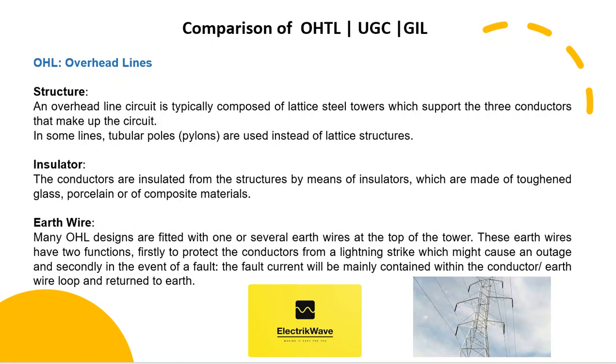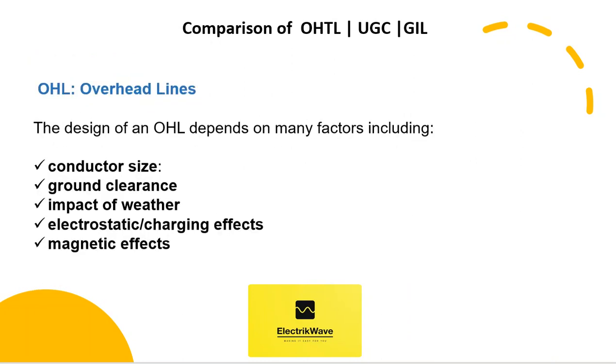It should be noted that in many cases OHL have two electric circuits, or more, on the same tower. Each circuit may have 1 to 4 conductors in a bundle for each phase, and even more at ultra-high voltage lines. These OHL can carry many times the power of a single circuit line with single conductors. The design of an OHL depends on many factors including conductor size, ground clearance, impact of weather, electrostatic or charging effects, and magnetic effects.